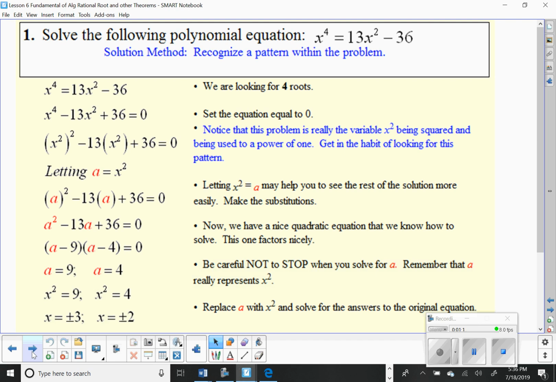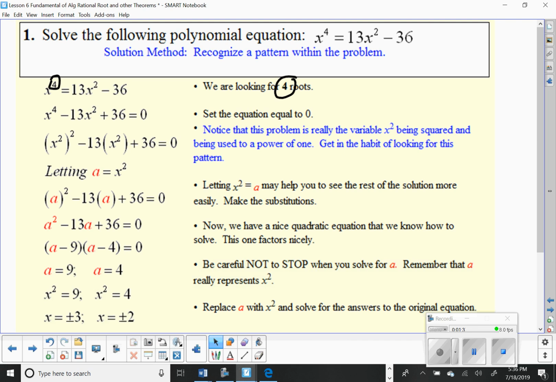Okay, solution. Recognize a pattern within the problem. It's not a quadratic, but it's in quadratic form. First off, we're looking for 4 roots because it's a 4th degree equation. Then we set the equation equal to 0, and we notice that this problem is really the variable x squared being squared and being used to a power of 1. Get in the habit of looking for this pattern.